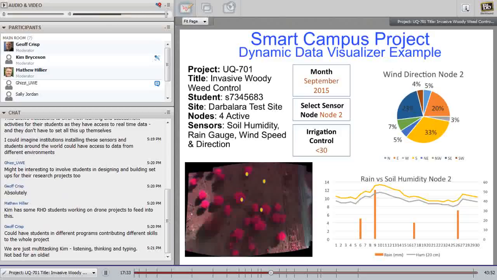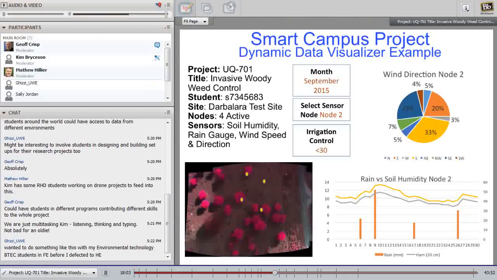So, Smart Campus Project, this is a dynamic data visualizer example. We've got the month of September 2015. We've selected sensor node 2, which is wind direction in this instance, which gives us some idea of the percentage differences on a compass base. So we'd say this was north up here, south down here, west and east, and so you can see the majority of wind in September was in about a southeasterly direction.